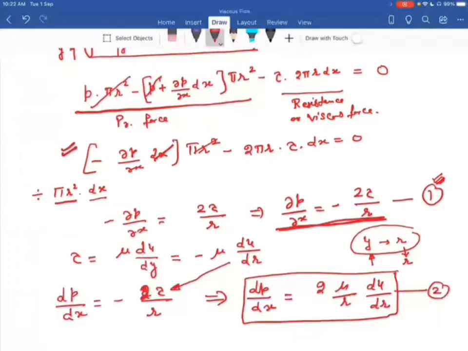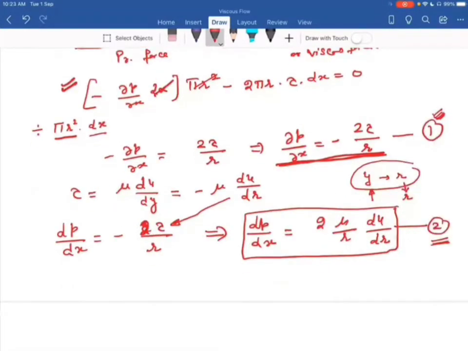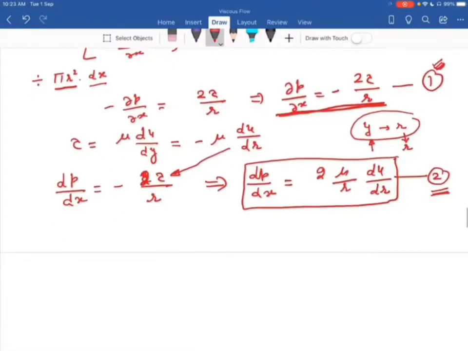This is the relationship between pressure gradient and velocity gradient. Equation number 2 is a relationship between pressure gradient and velocity gradient. Now we use equation number 2 to find the velocity profile along this section. To find the velocity distribution, what I can do now is integrate equation number 2 with respect to r.